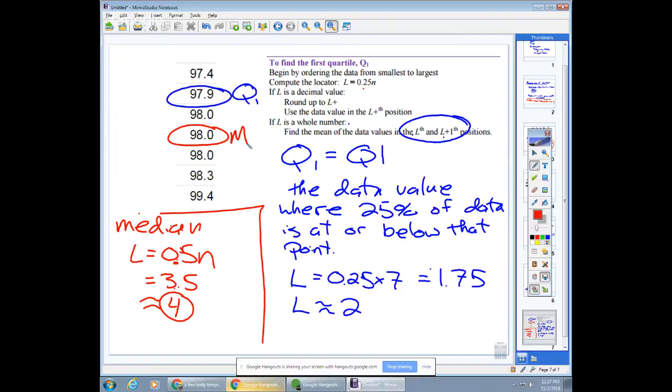And guess what we're going to do to find the third quarter? Instead of 0.25 or 0.5 times the number of things, it's going to be 0.75. So let's see, I can squeeze that underneath here. So the location for Q3 should be 0.75 times the number of things. And that's going to be what, 5.75? Anybody with a calculator? 0.75 times 7?